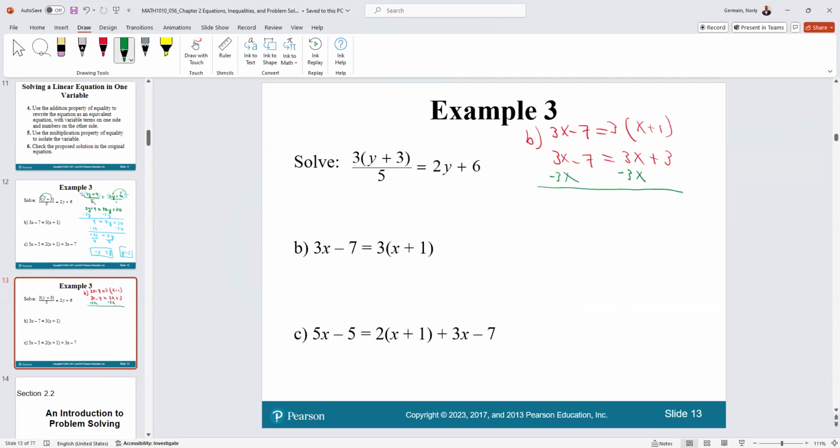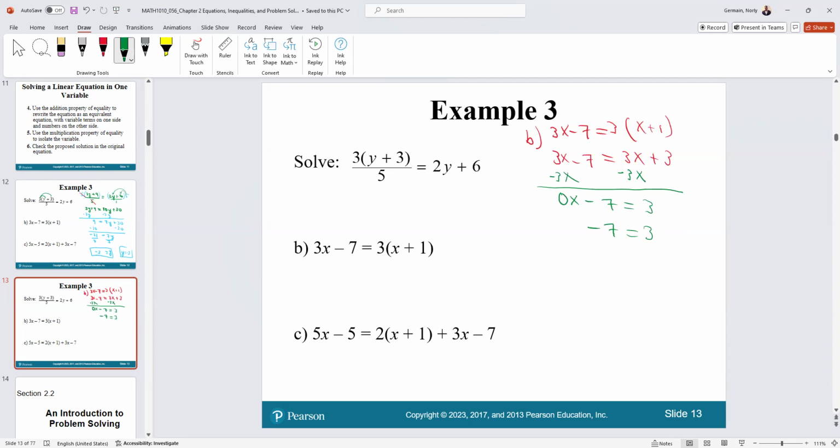Now, what you see by combining the like terms, we eliminate the x. So we have 0x minus 7 equal 3, or we have negative 7 equal 3. No x's. We don't have any x's. So that's how we recognize identities or equations with no solutions. All right, so what happened here, we eliminate x.